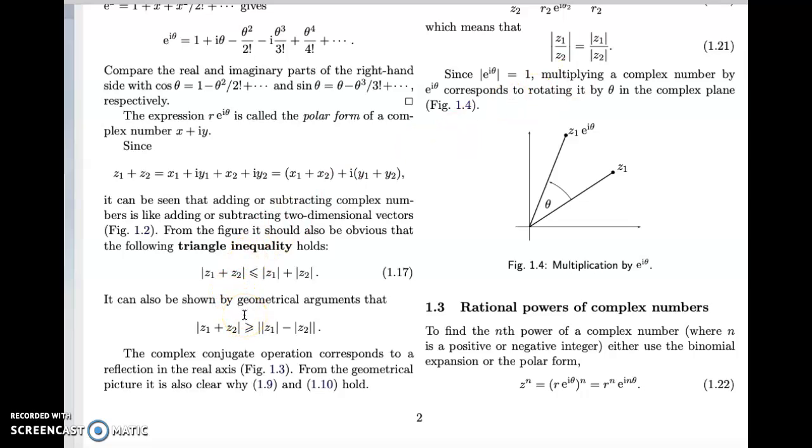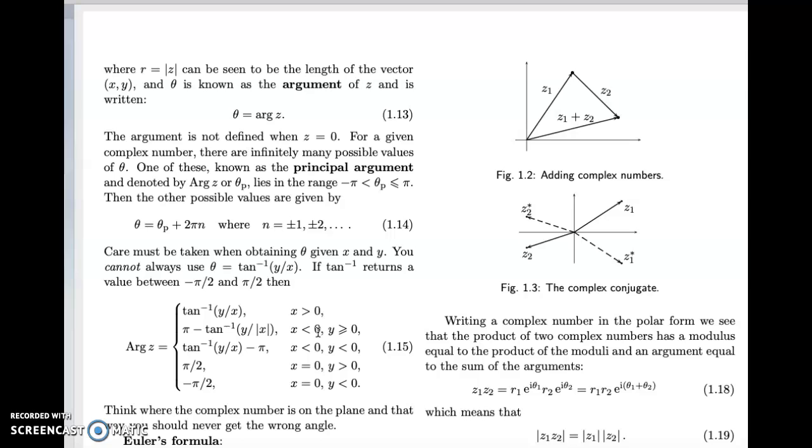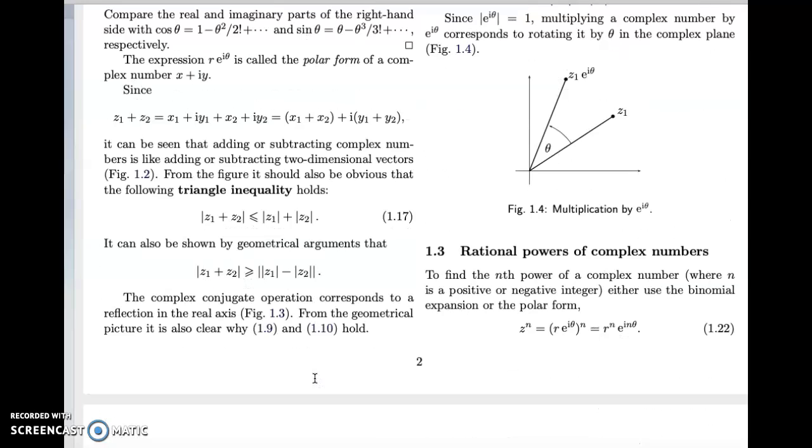You can also show this one here, that the length of z1 plus z2 has to be greater than or equal to the difference of the lengths of z1 and z2. Again, really you can consider that by thinking of triangles again. Okay, I'll leave that for you to think about. It's difficult to describe without the blackboard.